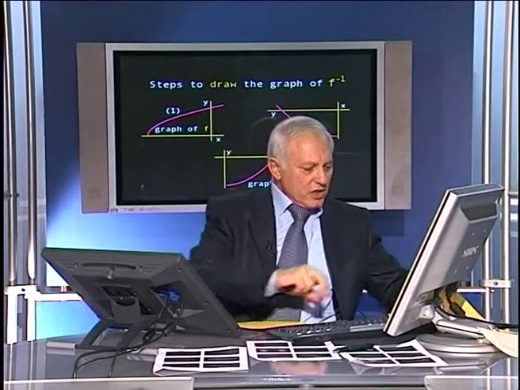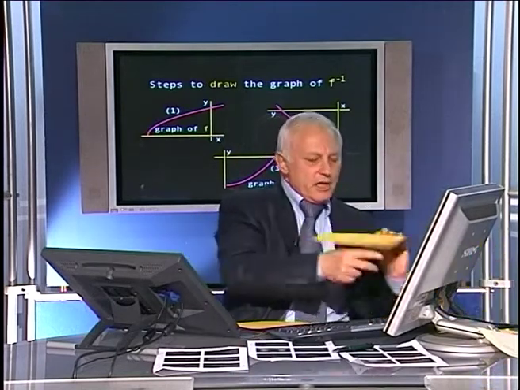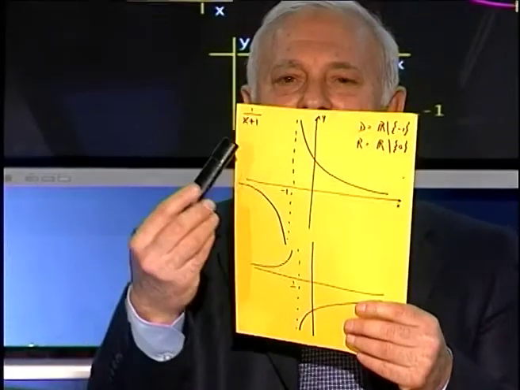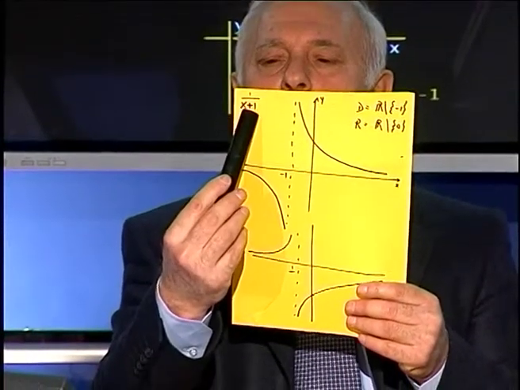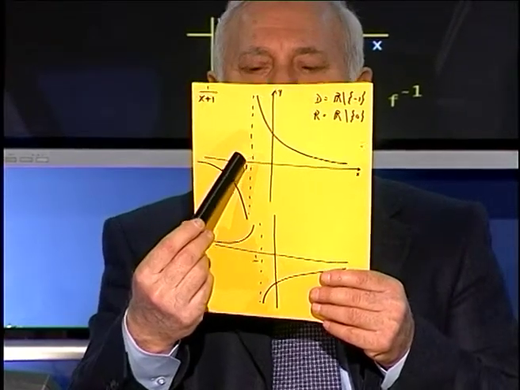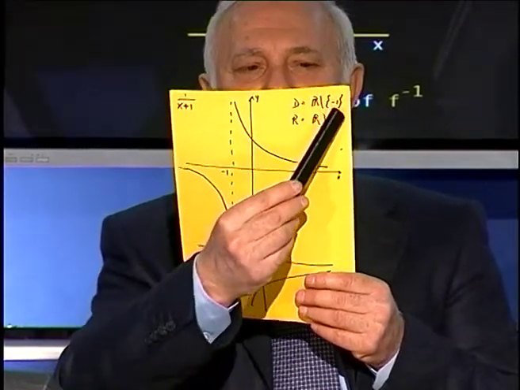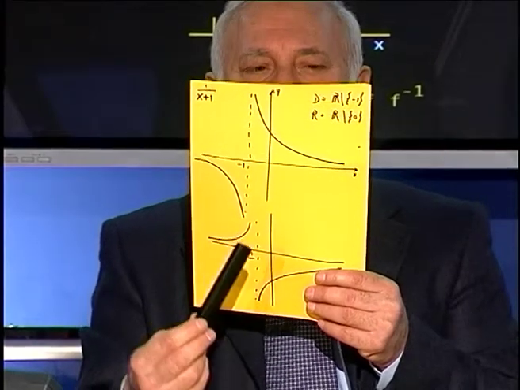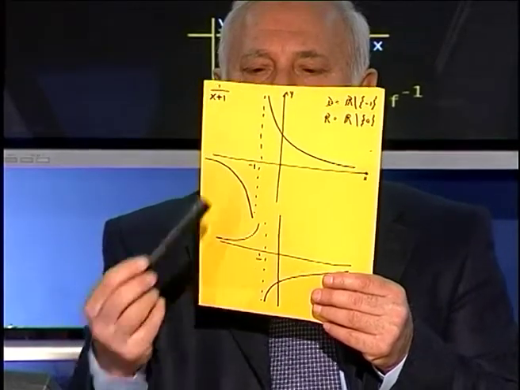Again, suppose, for example, that you investigate the curve y equals 1 over x plus 1. Now, this is the original function. For the original function, the domain is what? It is R except minus 1. And the range is what? It is R except 0. This is the original function.